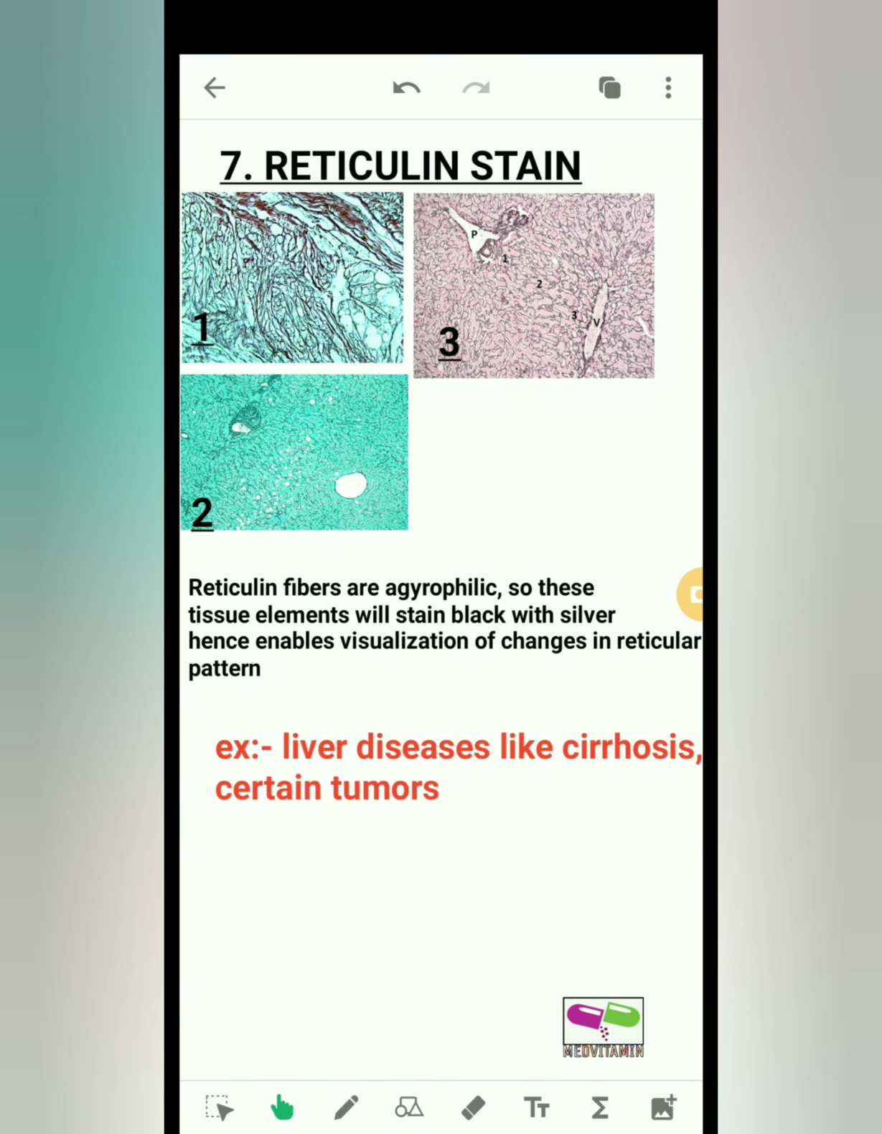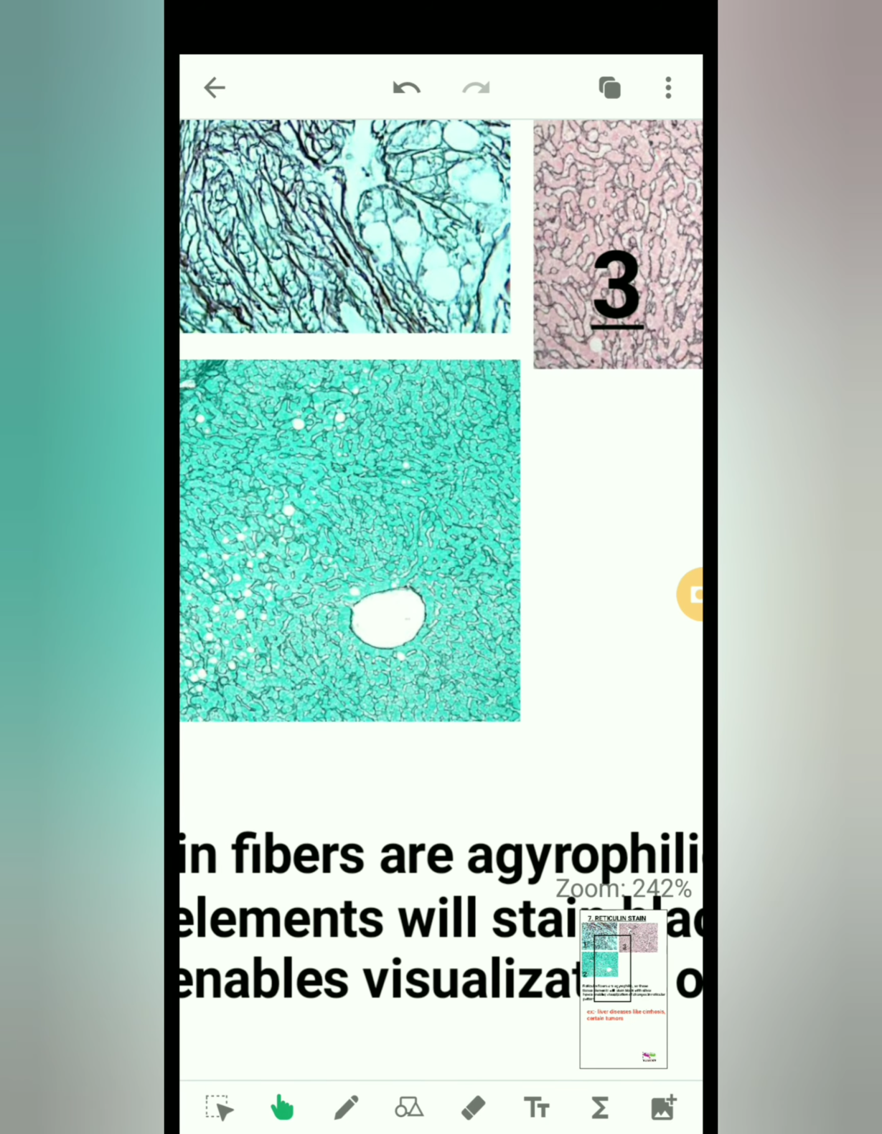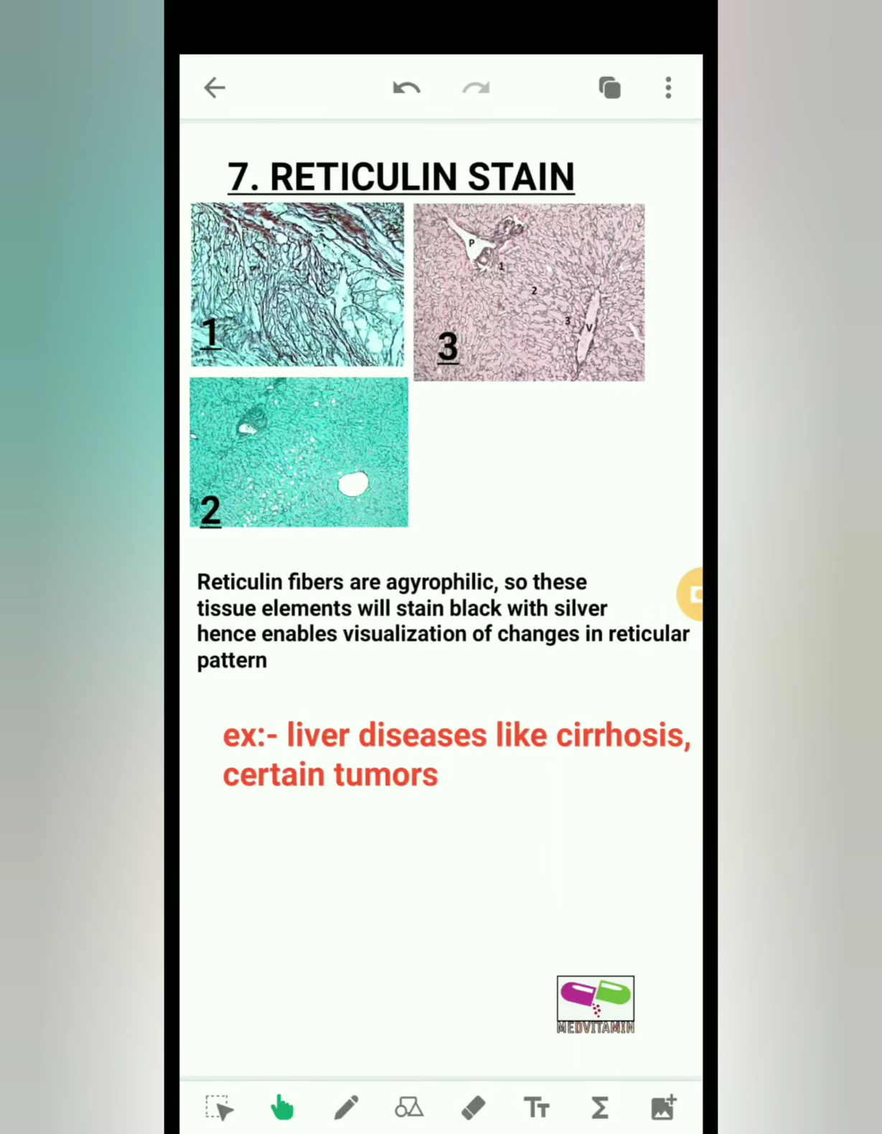Then we have reticulin stain, where the reticulin fibers are argyrophilic, that's why they stain black with silver. So don't get confused whether it is green color or pink color. You have to see that these black fibers are the reticulin fibers, which is the stain. So this helps to identify liver cirrhosis cases and certain tumors.